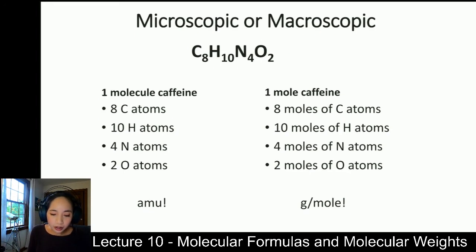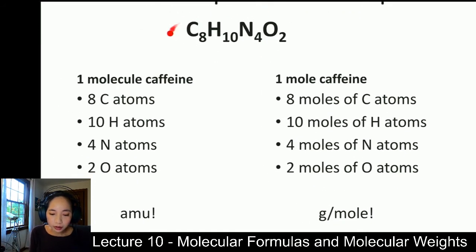So here is caffeine again, the chemical formula for caffeine. We can take those subscripts and still apply the ratios that I was talking about before. If we had one molecule of caffeine, we're talking about atoms. There are 8 carbon atoms, 10 hydrogens, 4 nitrogen atoms, and 2 oxygen atoms. And we could take the weights of those atoms off of the periodic table and get that unit in AMU. The weight of one molecule would be in AMU.